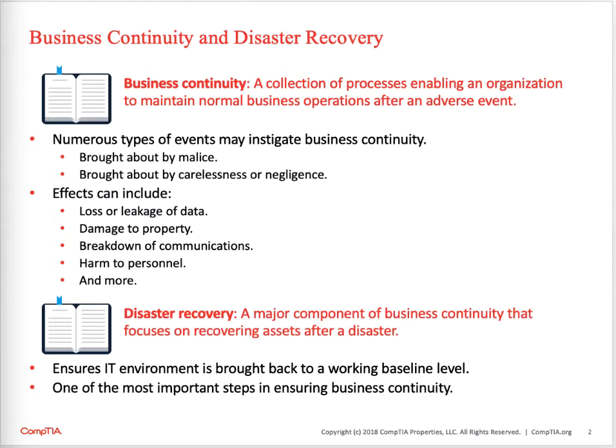There are numerous different types of events, both natural and man-made, that could disrupt the business, and they're going to require a continuity effort to be put in place, right? These are the events that would really constitute a disaster, not just a minor incident. They may be started by a malicious party. It could come about by negligence. It could be a natural disaster. These are things that are going to threaten our very existence.